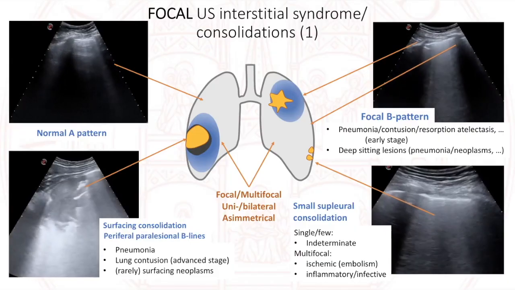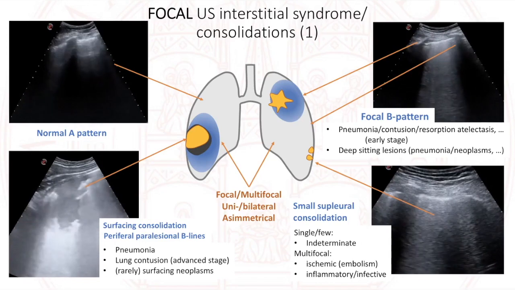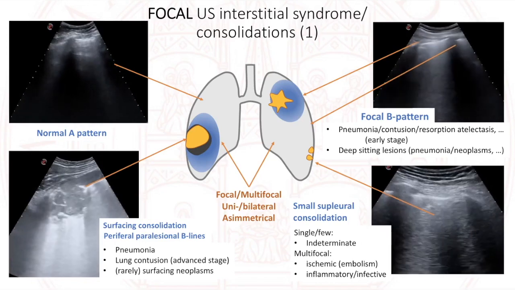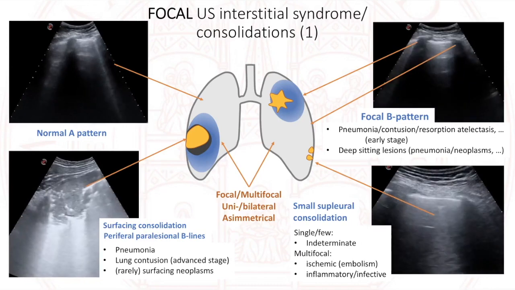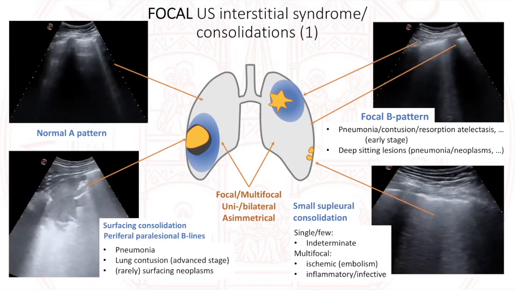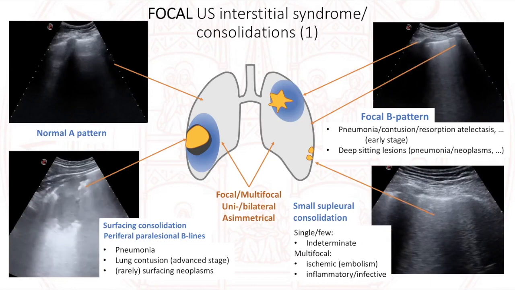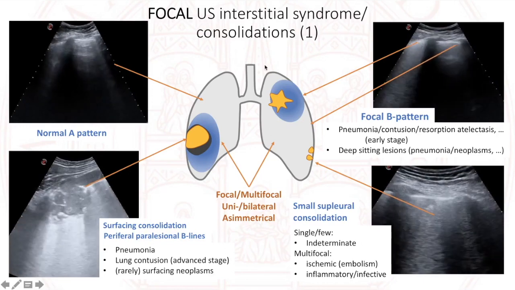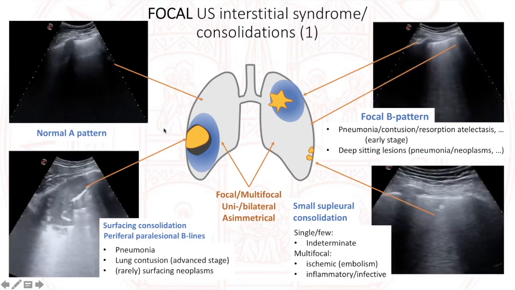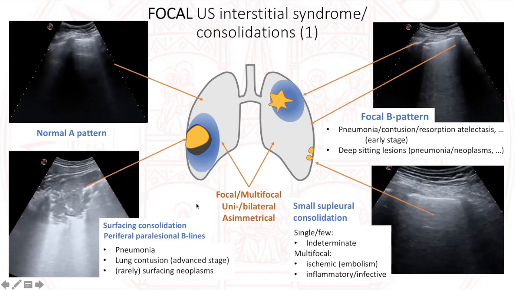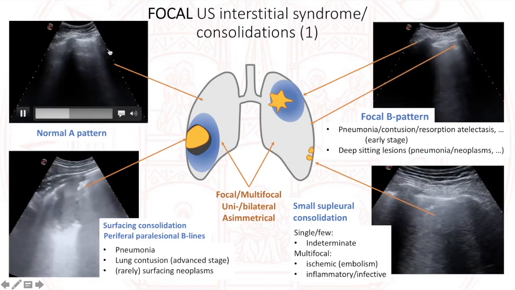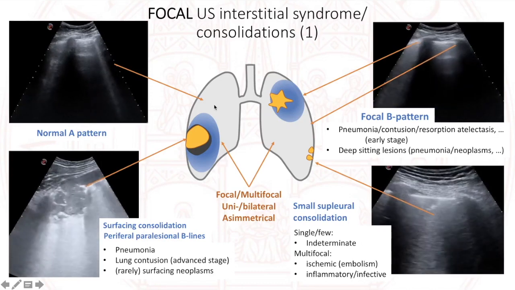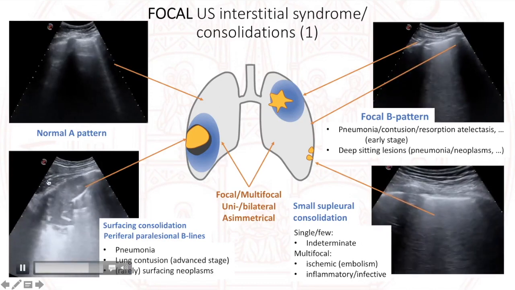We now present some different causes of focal interstitial syndromes and consolidations. We're not going to talk about the differential diagnosis and how to tell these different causes apart, because we want to focus on COVID-19. So I would just present you some different cases. Here you have a normal A pattern, nothing happening here. Here you already saw this video.